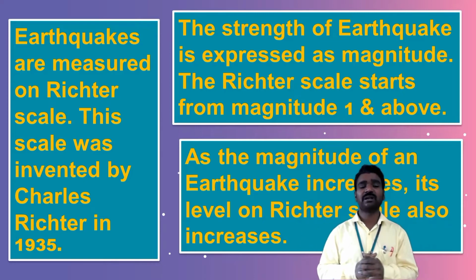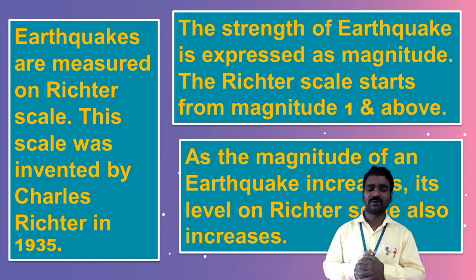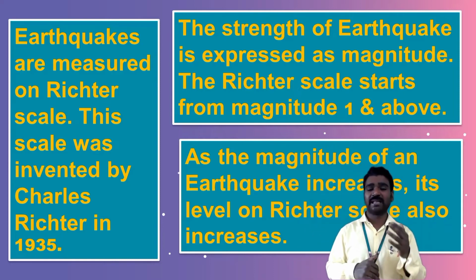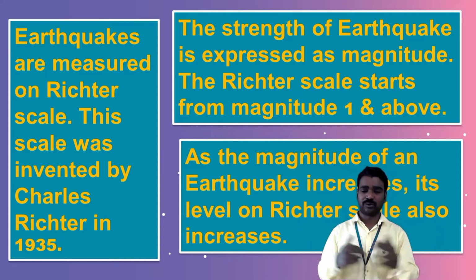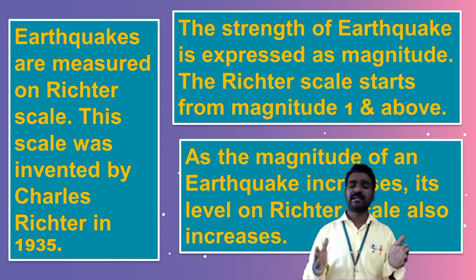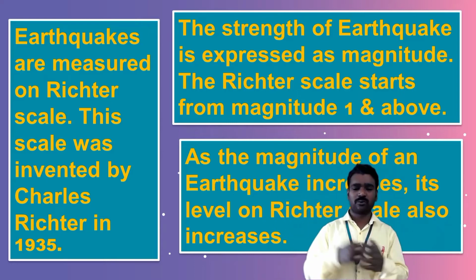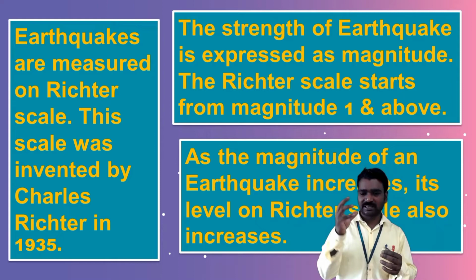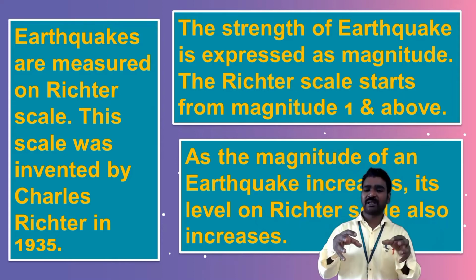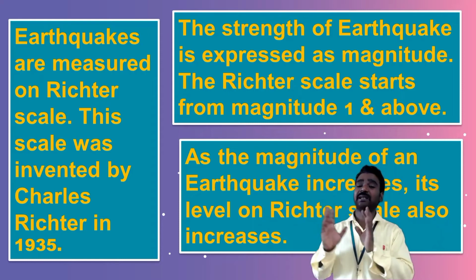This Richter scale was invented by Charles Richter, whose picture we have seen now, in the year 1935. And as I said, the strength of the earthquake, the intensity of the earthquake, is expressed as the magnitude. Okay, so the Richter scale starts from magnitude 1 and above, right? So the strength of the earthquake, how powerful the earthquake was, is expressed in the term magnitude.